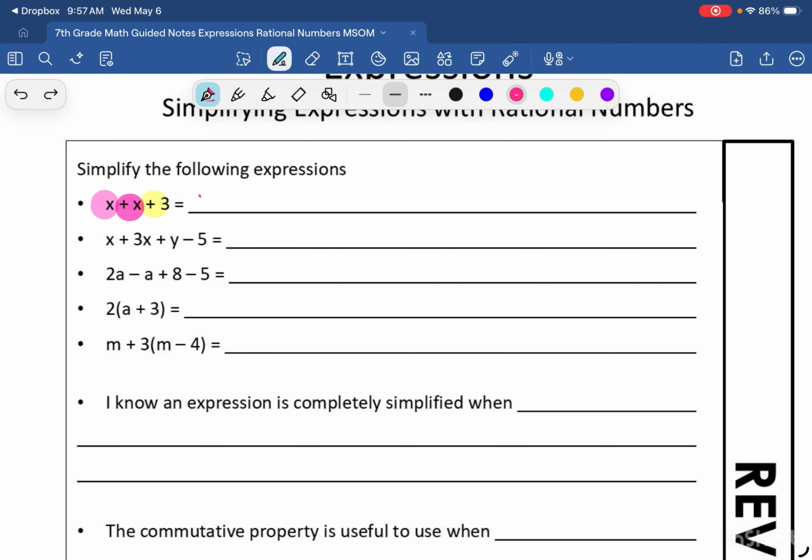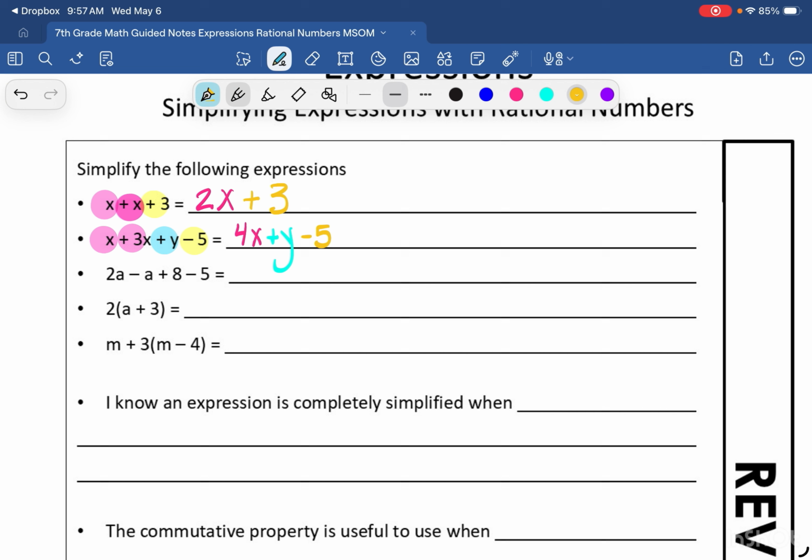x plus x is 2x, and then I have a plus 3. Next question. I have x plus 3x, and then this y is a different term because it's a different variable, and then I have my constant of -5. So combining like terms, I have x plus 3x, which is 4x. I have my plus y, and then I have my -5.